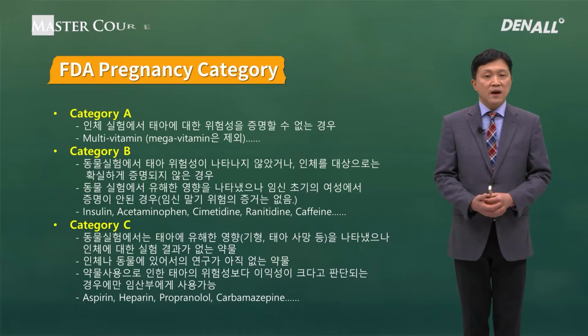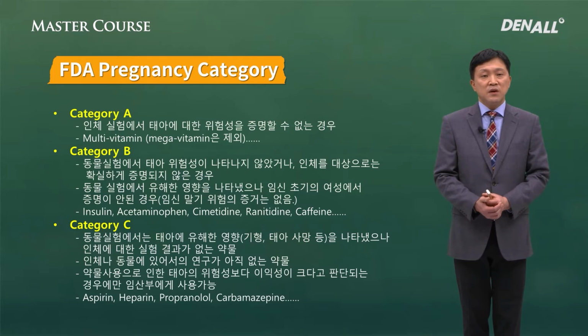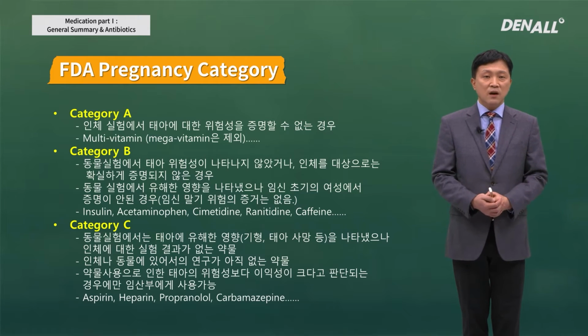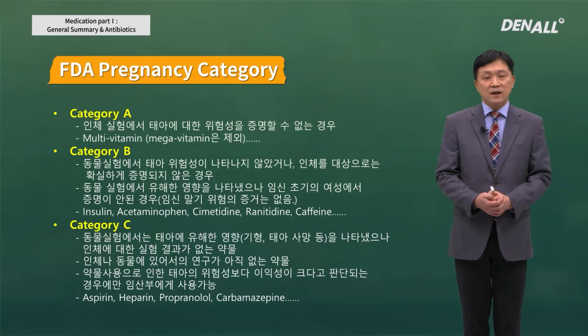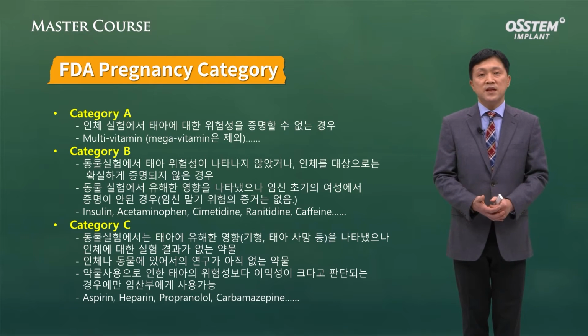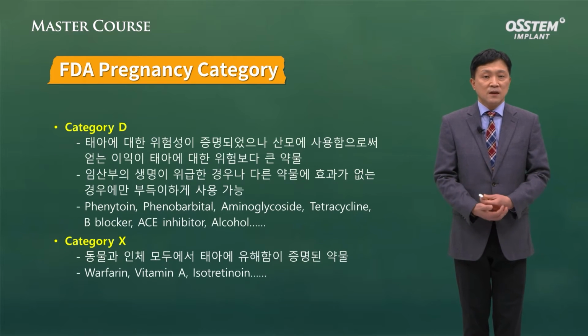Category C, in animal experiment, risk to fetus is shown, but there is no clinical study results on humans. So it's a drug that may affect human fetus, and there is no human or animal clinical studies. Benefit from using the drug can outweigh the risk. Only then the use is allowed. Category C includes aspirin, heparin, propranolol, carbamazepine. So these are in category C.